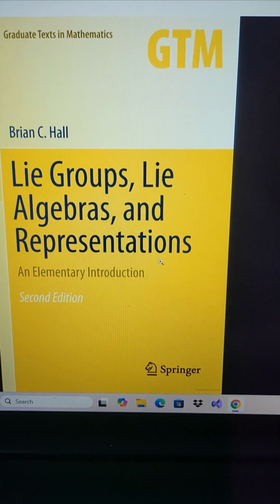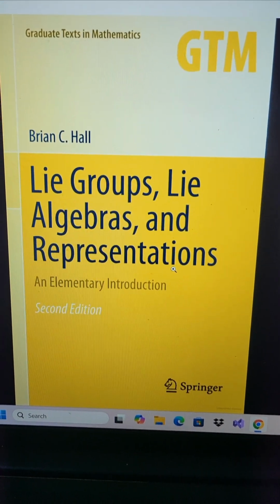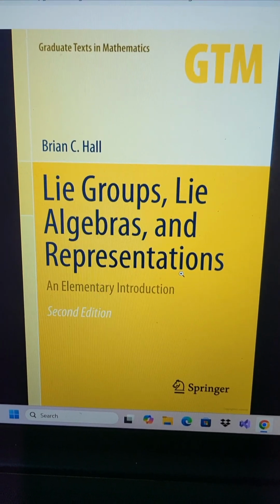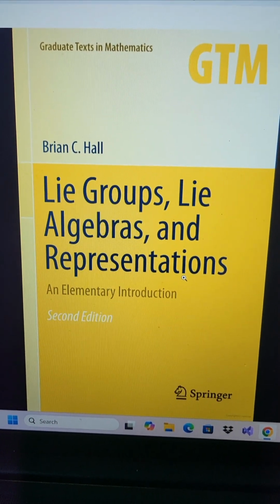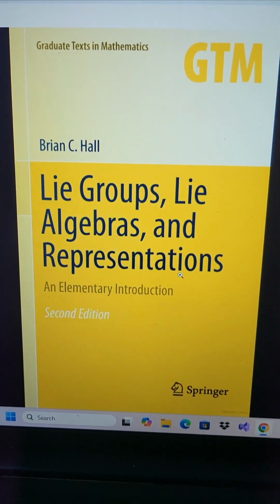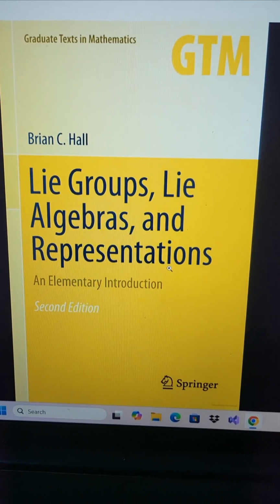So this is the third word, representations. That can usually be represented as a matrix group, okay? Or at least maybe the Lie algebra can be represented as a matrix group. The Lie algebra is the tangent space at the identity of the Lie group, which is a manifold.